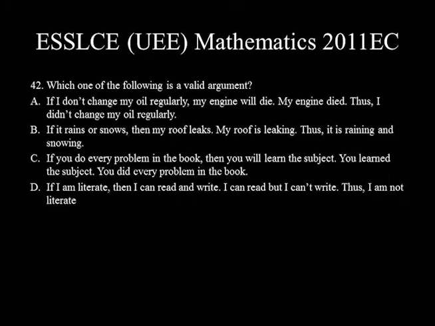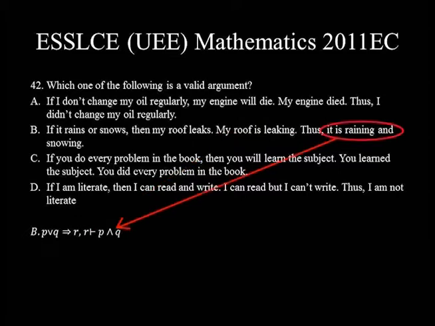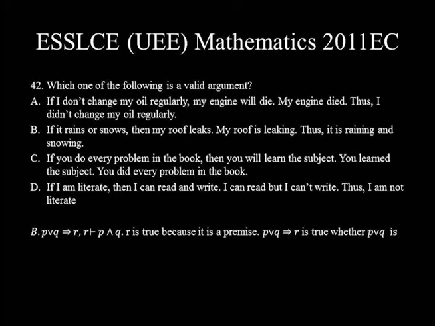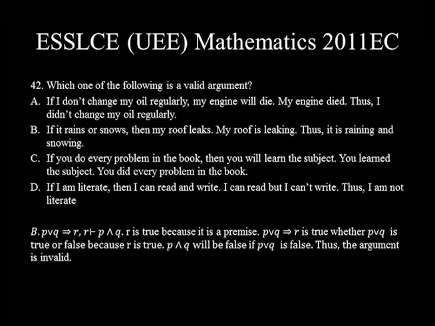Choice B: if it's rain or snow, that's P or Q, then my roof leaks, implies R. My roof is leaking, R. This yields, it's raining and snowing, that's P and Q. R is true because it's a premise. P or Q implies R is true, whether P or Q is true or false, because R is true.